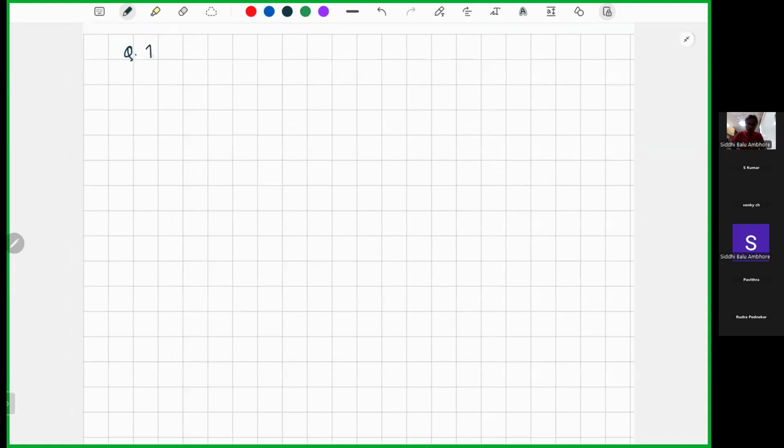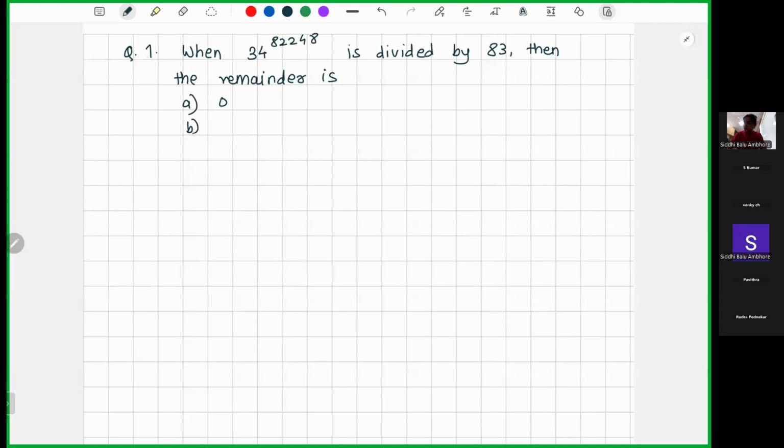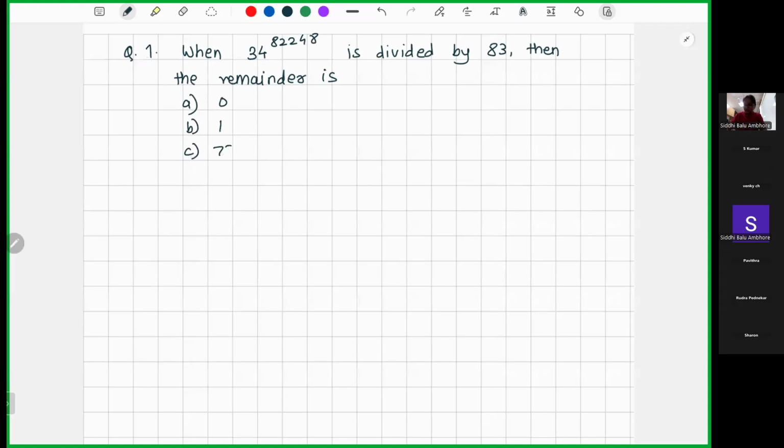Question 1: when 34 power 82248 is divided by 83, then the remainder is: A) 0, B) 1, C) 77, D) 37.